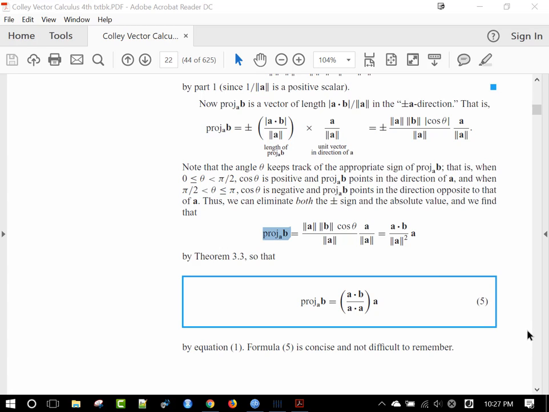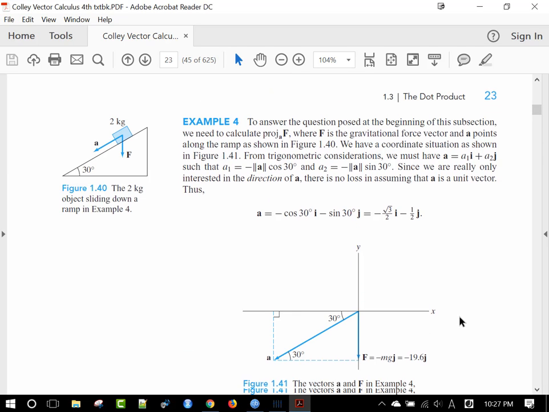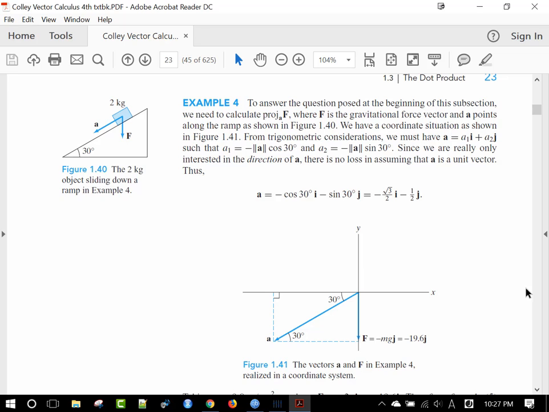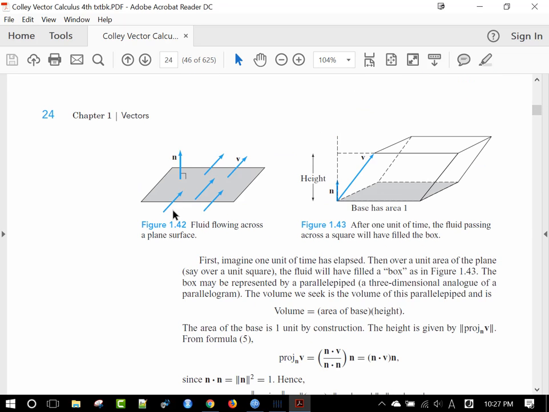Okay, so let's see where we can use this in some practical examples. So I just thought we'd cover a few of these. So first of all, let's do this one, example 5. So we have a fluid which is flowing across this plane surface. Okay, so here's the plane.